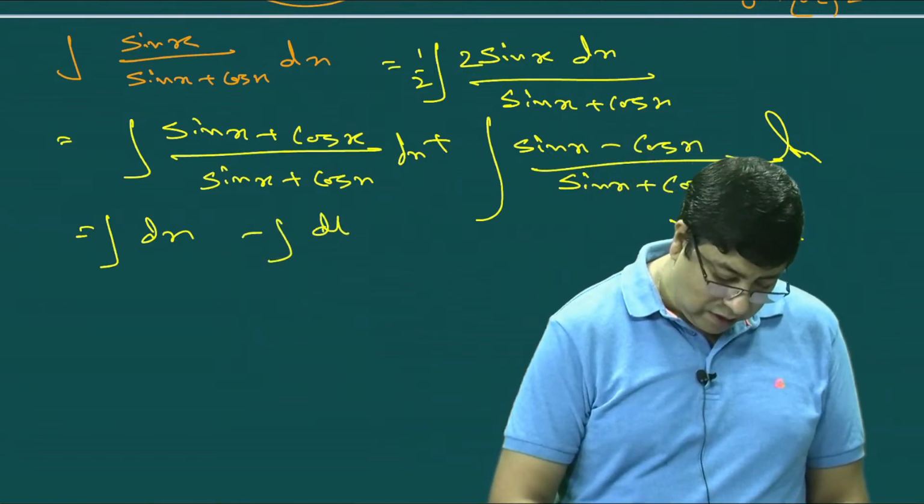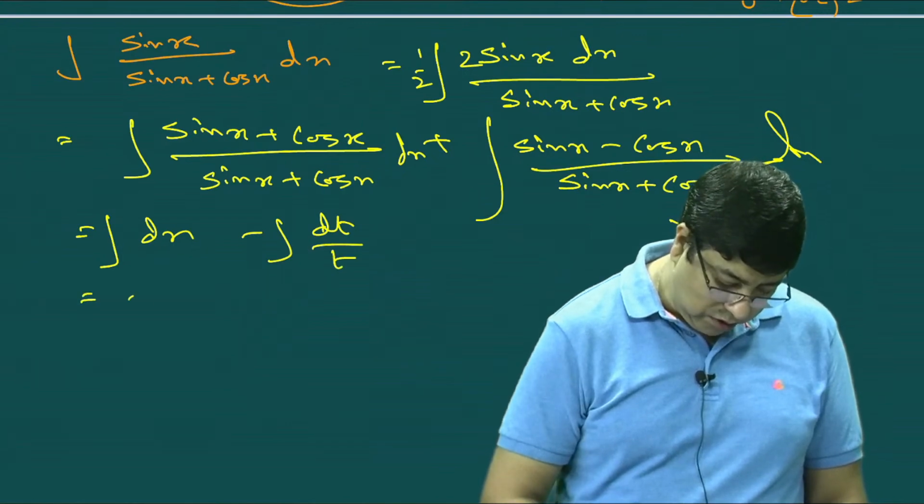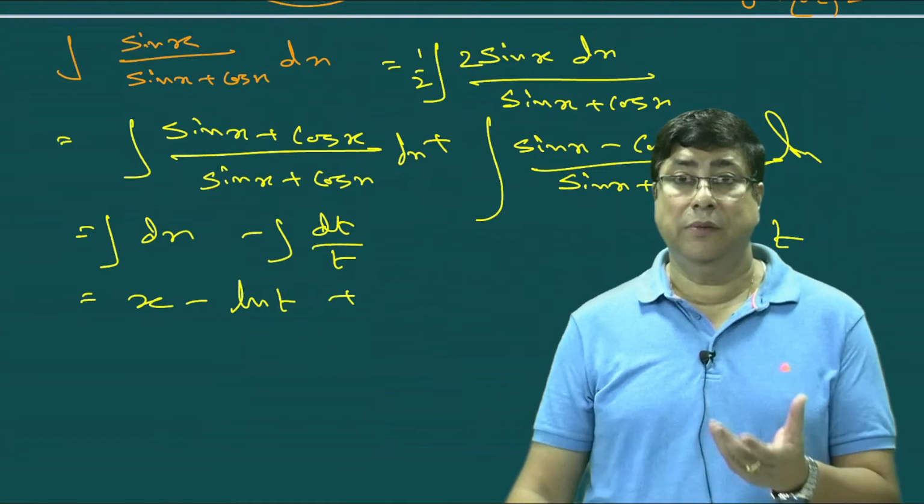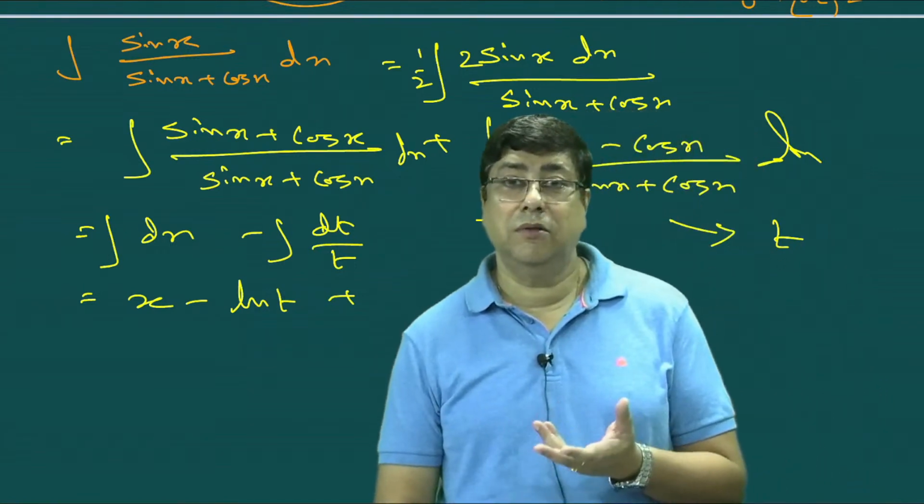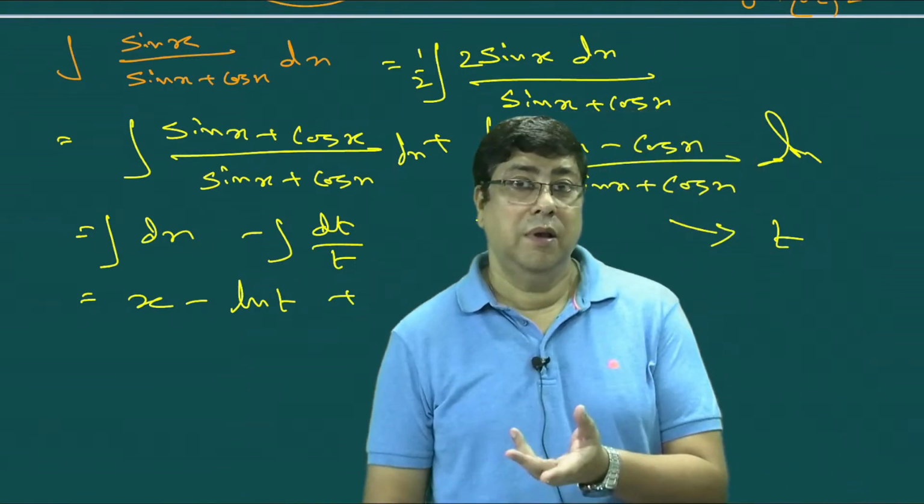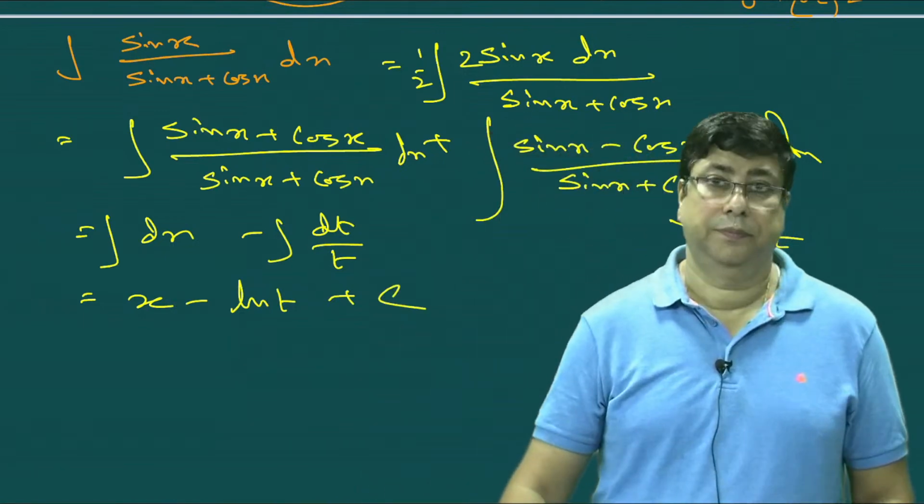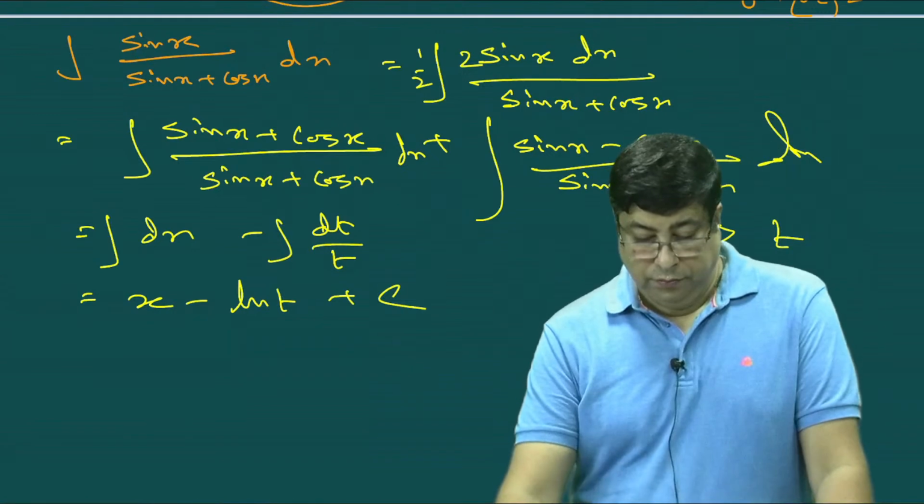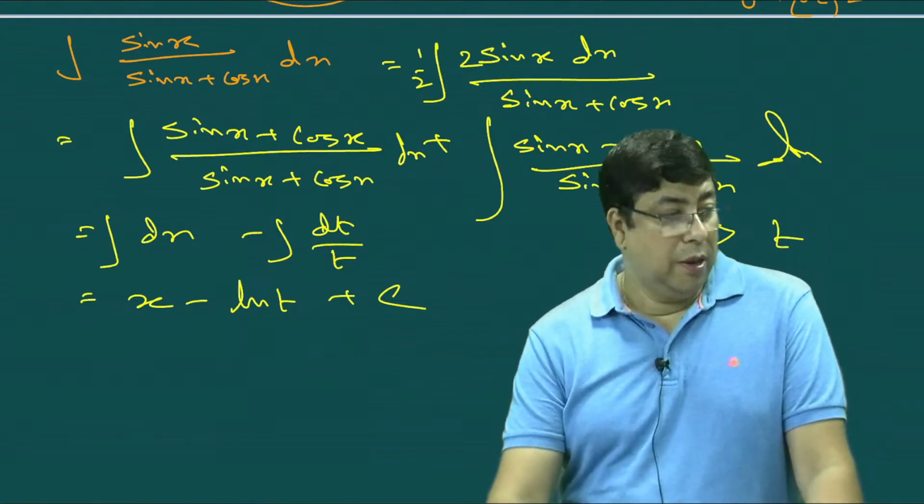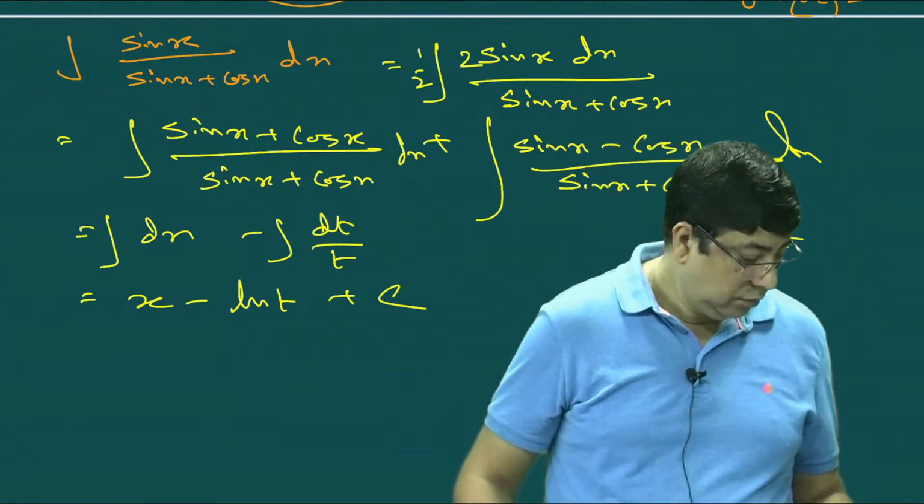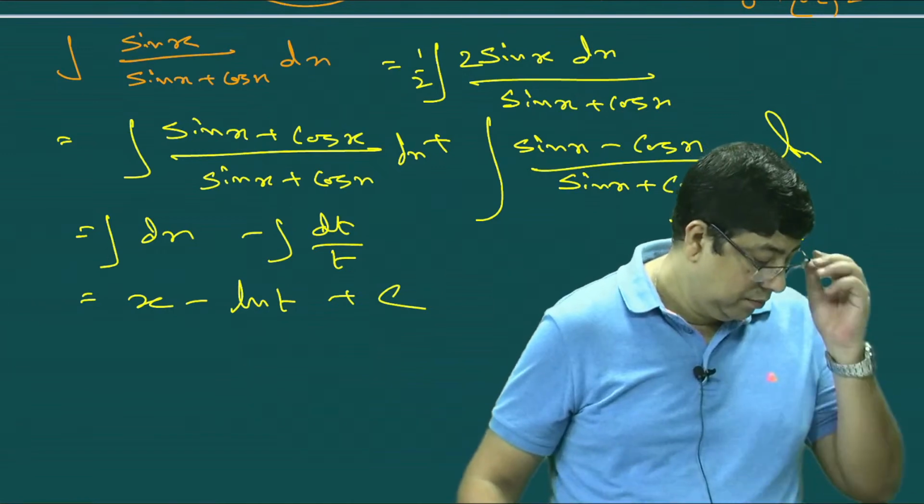So minus dt by t, so this is coming x minus log t, ln t, whatever we can write in maths according to the requirement, according to the option we'll mark. So log t plus c, sum is over. Okay, everyone, let's do the next sum.